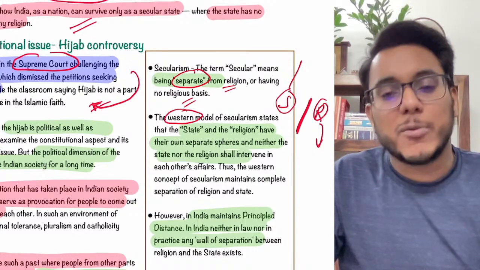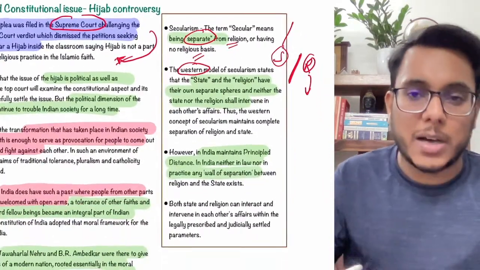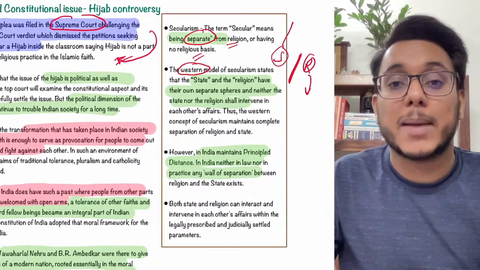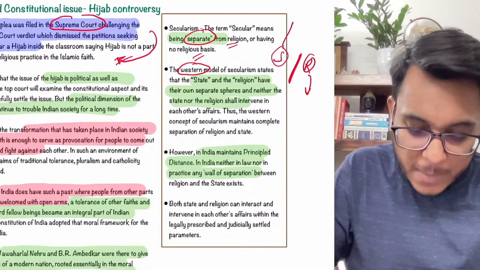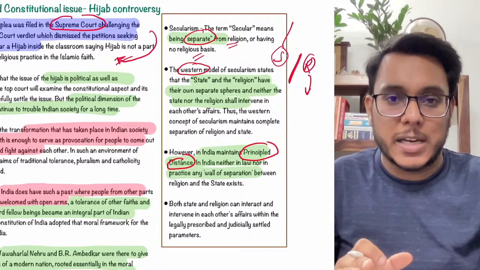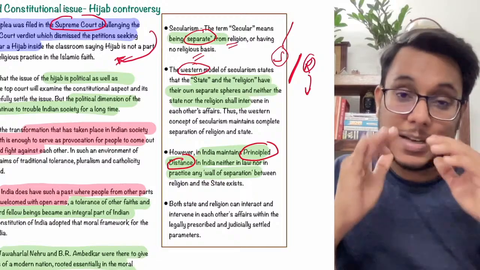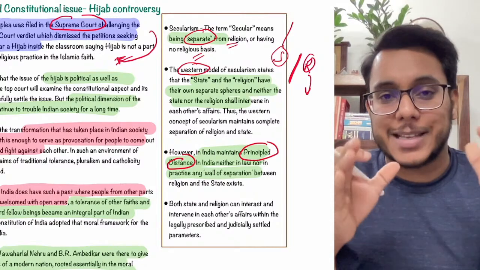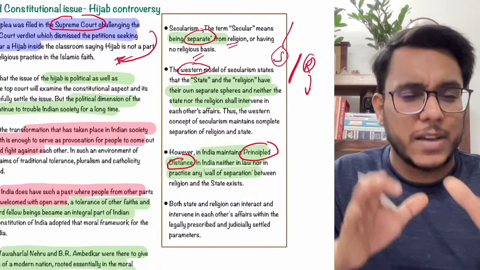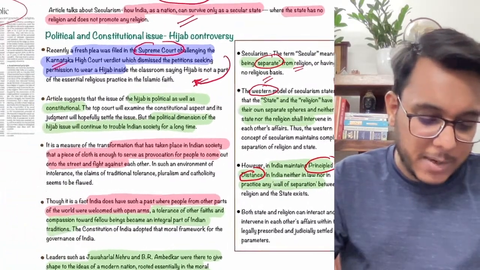The state will be supreme in its own sphere, religion will be supreme in its own sphere, and a thick wall of separation will be there. But the Indian concept of secularism is not based on a thick wall of separation; rather, it is based on harmonious cooperation. There will be a principled distance, the state will keep a distance from religion as far as possible, but it doesn't mean that the state can never interfere in religion. The state will interfere in religion whenever it feels that religion should be controlled. So the state can interfere, but only in some limited circumstances. This is the model of secularism that we are following.